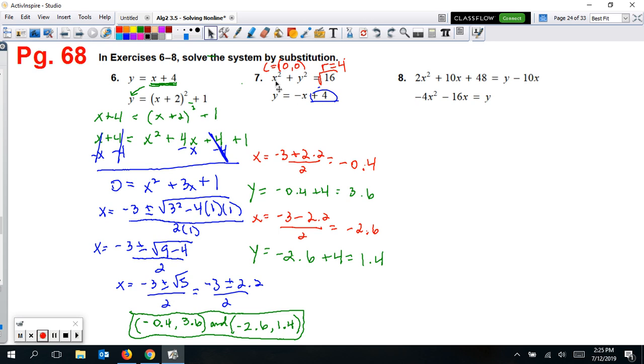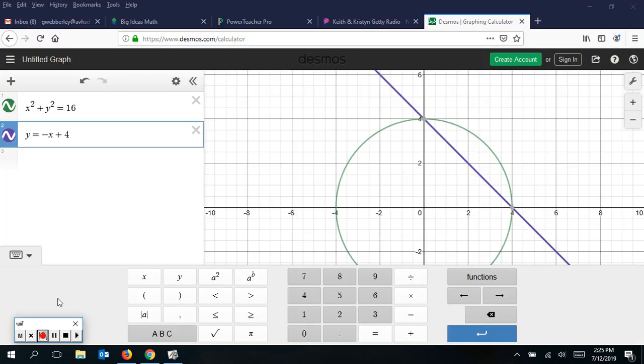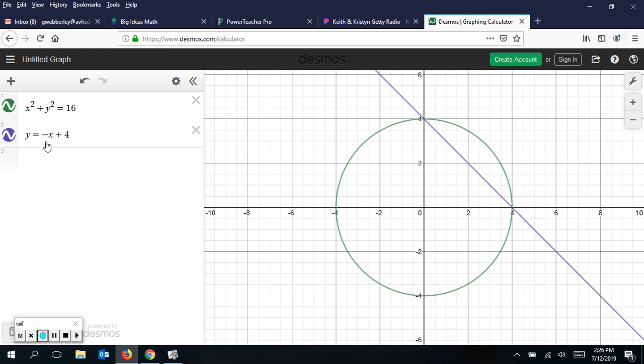So let's go back to the graph and plug these in and see what they look like. Okay, so I already typed them in. There's our circle graph, x squared plus y squared equals 16. So here's our circle. Like I said, the radius is 4. You have 4 to the right, 4 to the left, 4 up, 4 down. You can see that. And then there's our line.